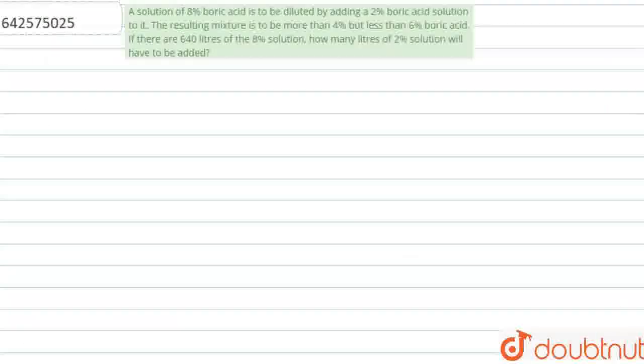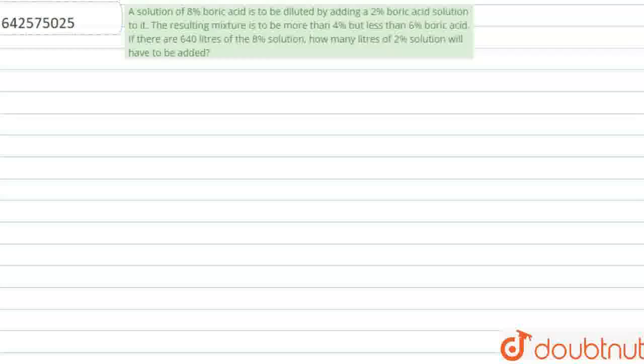Hello student, the question here is: 8% boric acid solution is to be diluted by adding a 2% boric acid solution to it. The resulting mixture is to be more than 4% but less than 6% boric acid. If there are 640 liters of the 8% solution, how many liters of 2% solution will have to be added?